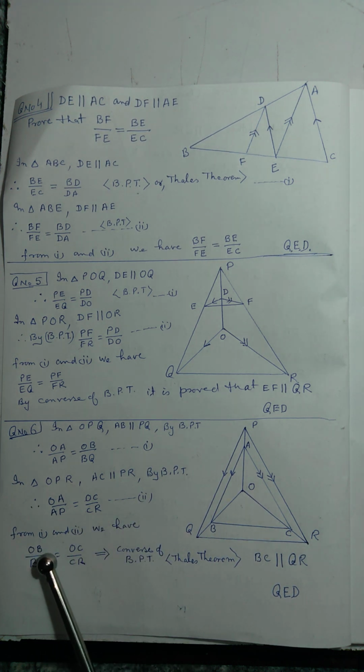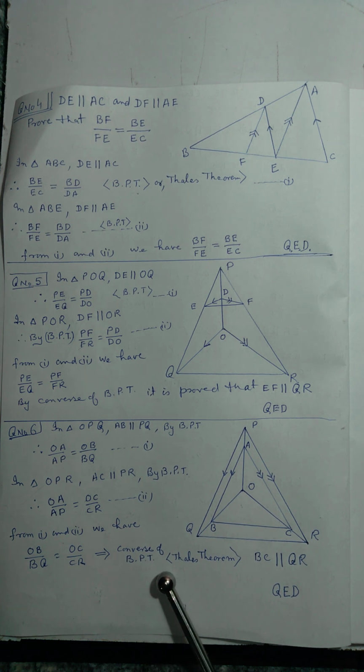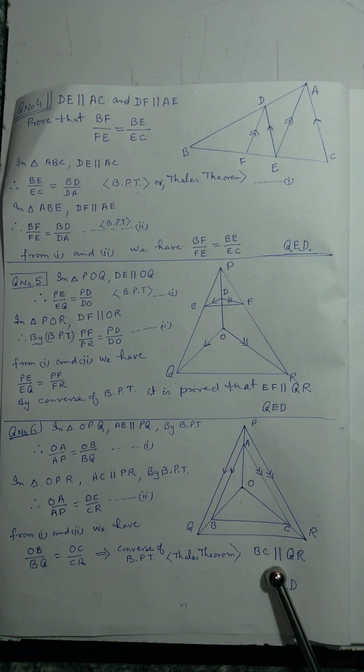So from first and second we have OB upon BQ is equal to OC upon CR. The converse of basic proportionality theorem. Hence it justifies that BC is parallel to QR, and this was to be proved. QED.